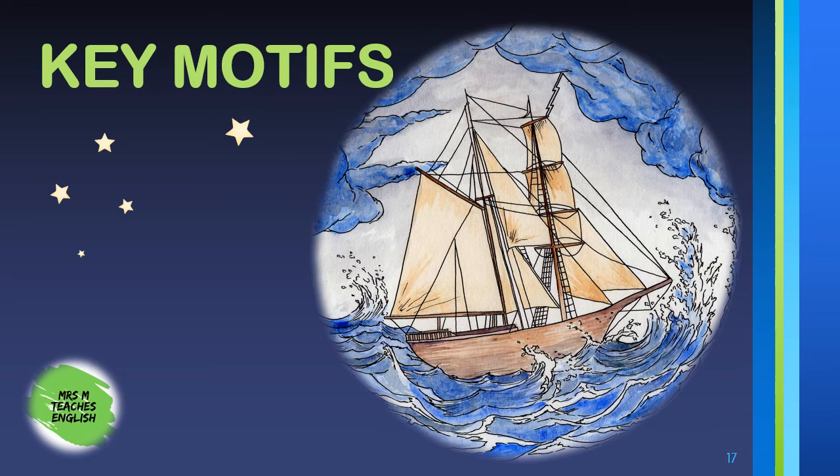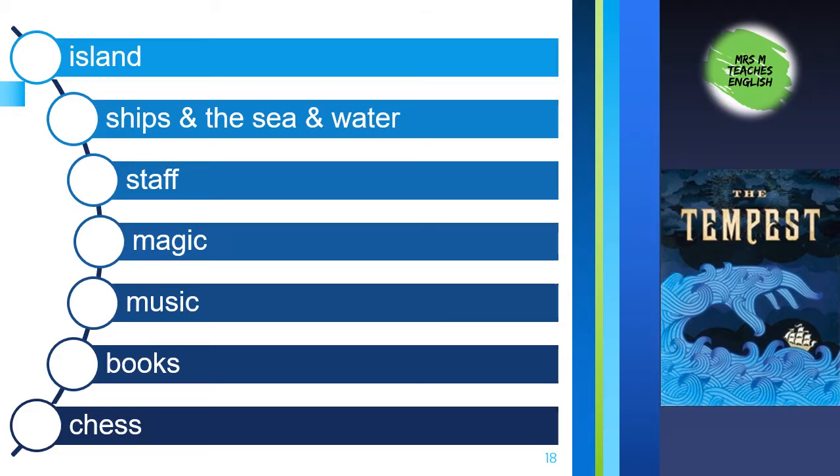You should start your notes on the key motifs and symbols that you find in the play, such as the very obvious ones of the sea, ships, and water in the first scene. In Shakespeare's plays, storms are always symbolic. What do you think this tempest symbolizes?